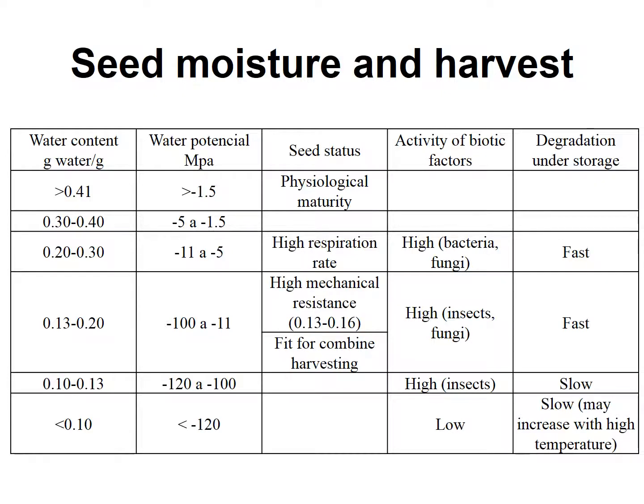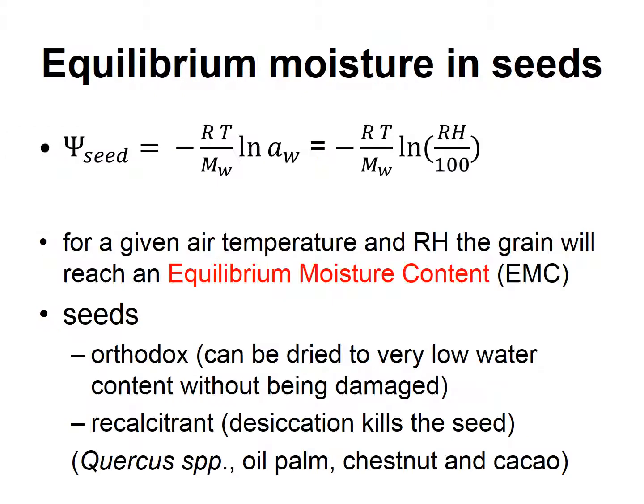But consider that physiological maturity implies a much higher water content. That is why we need to go to the lower part of this table for the conditions to be better for harvesting. After harvest, when seeds are taken to the storage facility, they will reach a water content that will imply an equilibrium of water potential between the seed and the air outside.